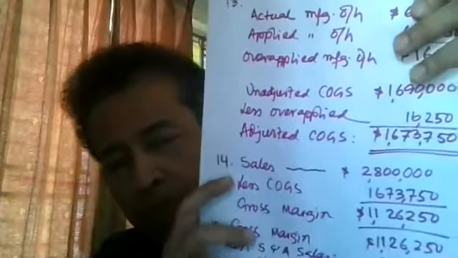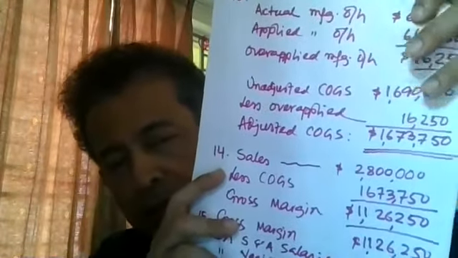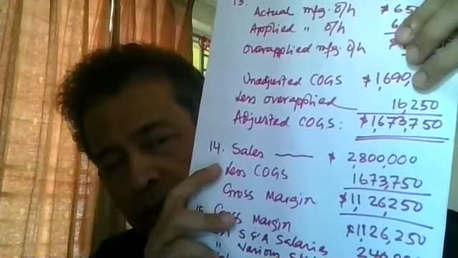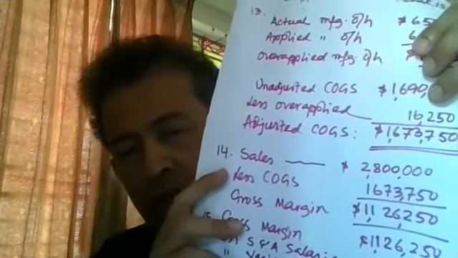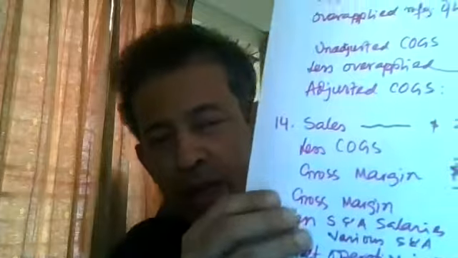So the cost of goods sold before the over underapplied adjustment was $1.69 million. If we have overapplied of $16,250, then how much would be the adjusted one? Simply take it off. So the answer is 1.69 million minus 16,250. So that gives us adjusted cost of goods sold. All right, now number 14, what is the gross margin? Simply selling price minus cost of goods sold. We need to show you that.